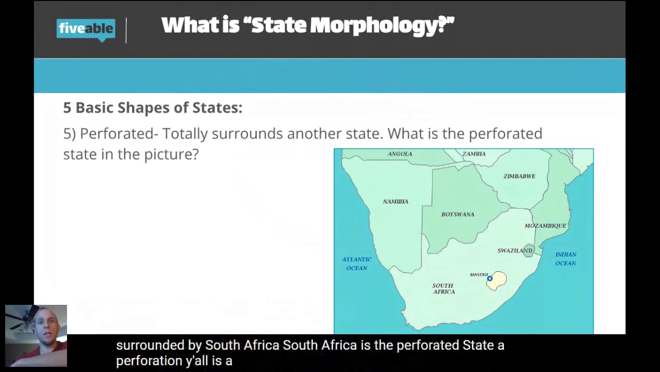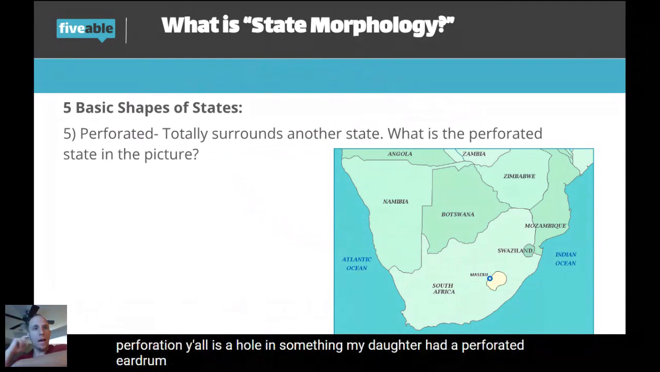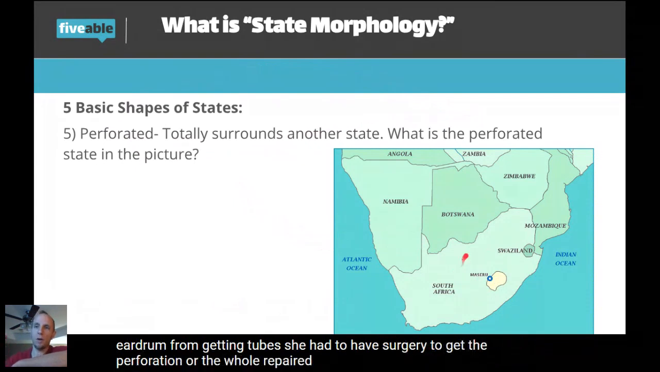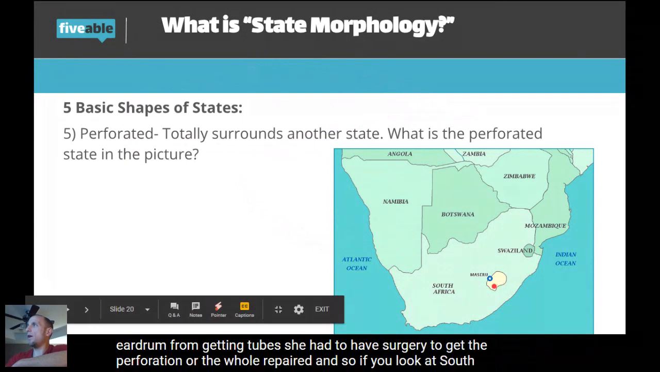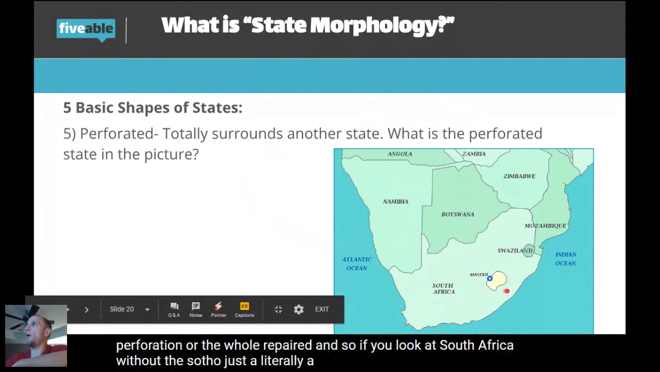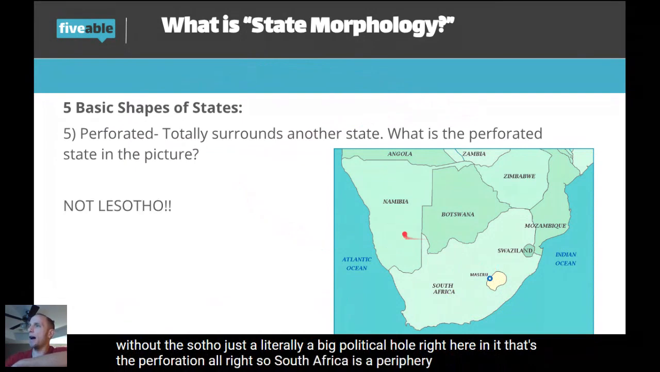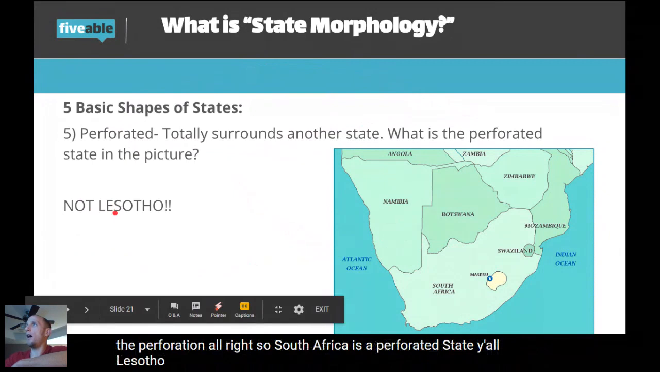A perforation, y'all, is a hole in something. My daughter had a perforated eardrum from getting tubes. She had to have surgery to get the perforation, or the hole, repaired. If you look at South Africa without Lesotho, there's literally a big political hole in it. That's the perforation. So South Africa is a perforated state. Lesotho is compact, obviously.